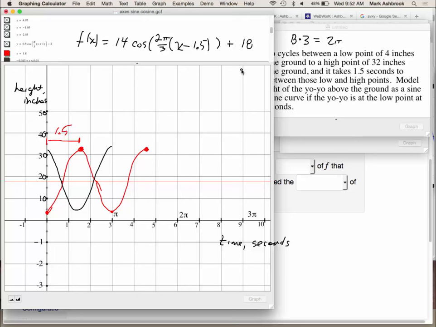So this graph models the height above the ground of the yo-yo x seconds after it was at the lowest position. So x seconds after being at the lowest position, this will give you the height in inches.